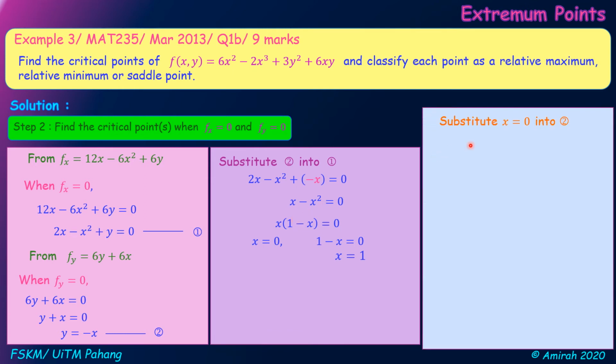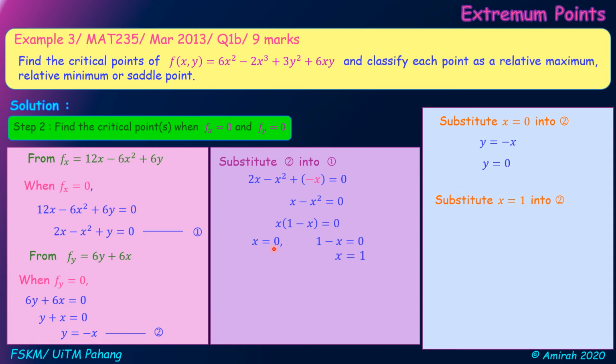Alright. Then we substitute x equals to the first value, which is 0, into equation 1 or 2. But we choose the easiest equation. Okay, let's say equation 2. So from equation 2, we have y equals to negative x. So when x equals to 0, y equals to 0. Okay, 0 doesn't have negative or positive sign. Okay, we just put 0 here.